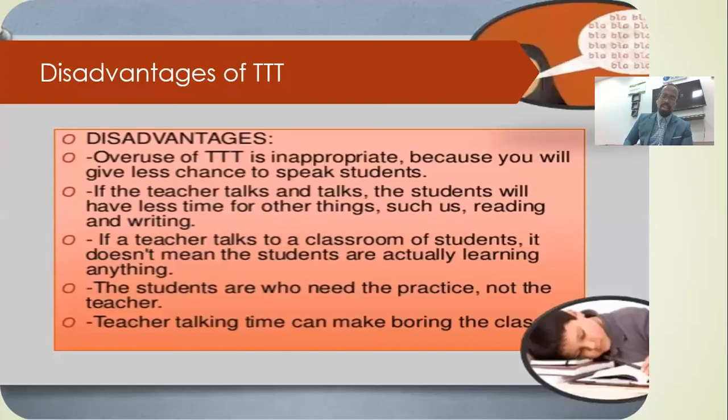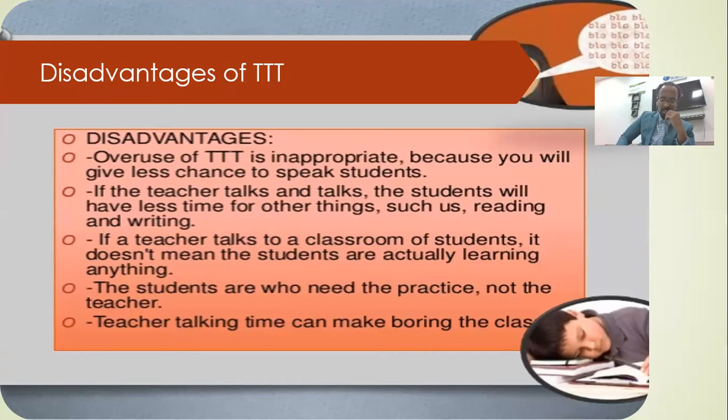Here are some disadvantages, okay? I would like you guys to give me something that's not on here that you might have noticed from teacher talking time. Can anyone give me some disadvantages that they can think of when it comes to teacher talking time? And please use the mic and just unmute yourself if you want to say something, because I cannot see the chat.